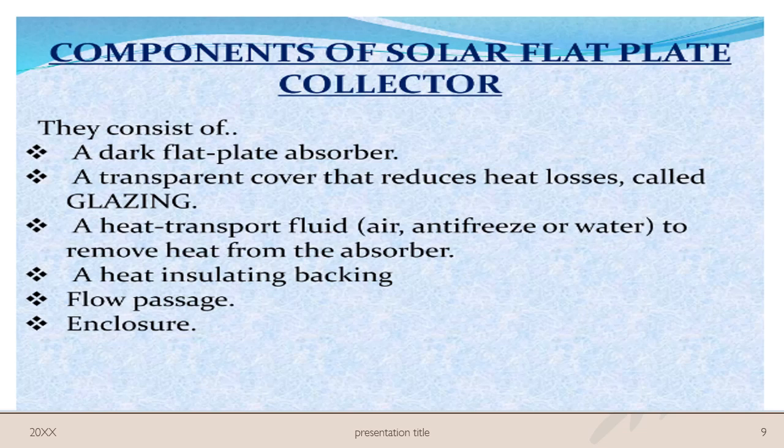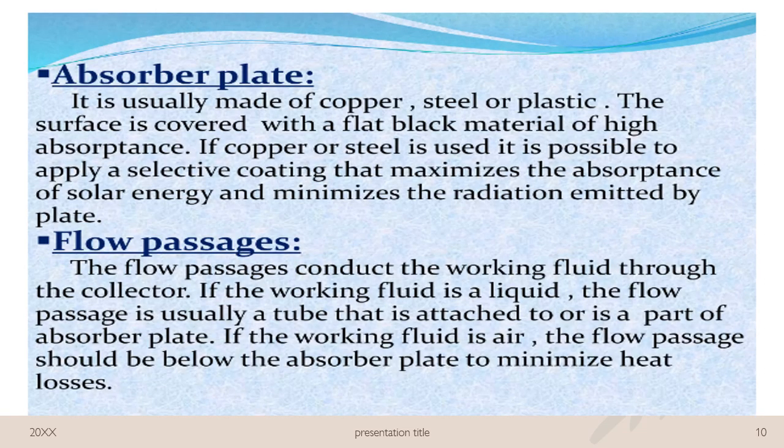Components of the flat plate collector. They consist mainly of a dark flat plate absorber, a transparent cover that reduces the heat losses, called glazing, a heat transport fluid, air, antifreeze or water, to remove heat from the absorber, heat insulating backing, flow passages and enclosure. Absorber plate. It is usually made of copper, steel or plastic. The surface is covered with a flat black material of high absorptance.